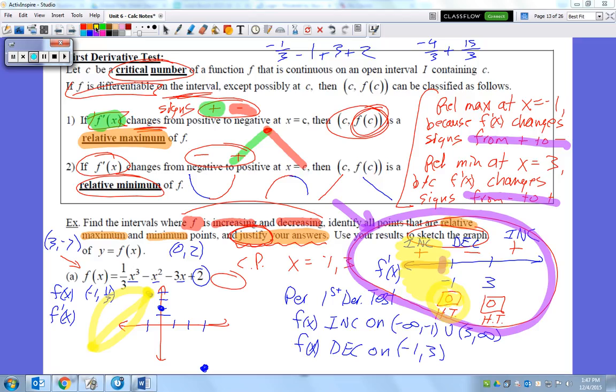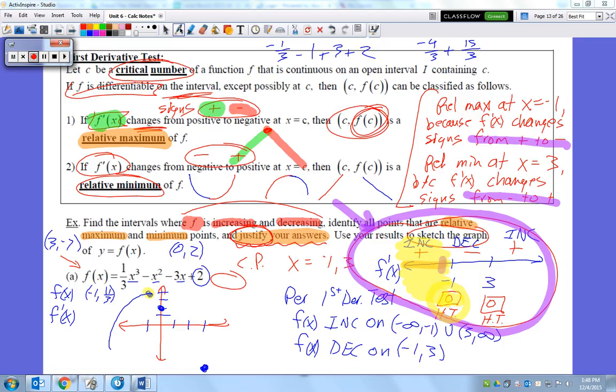Sad face or frown. Why? The other two would create cusps. Okay? You're trying to create a horizontal tangent. So let's do that. Alright? Do you agree with him?